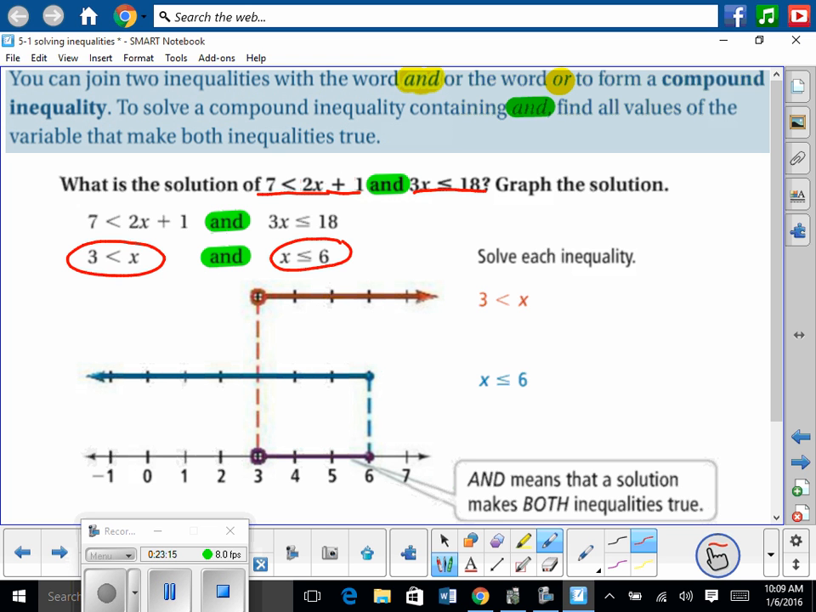Well, because of the and, it's very picky. So we only want it if it's greater than 3, and at the exact same time, less than or equal to 6.